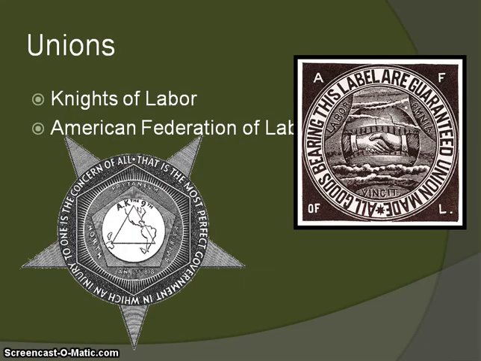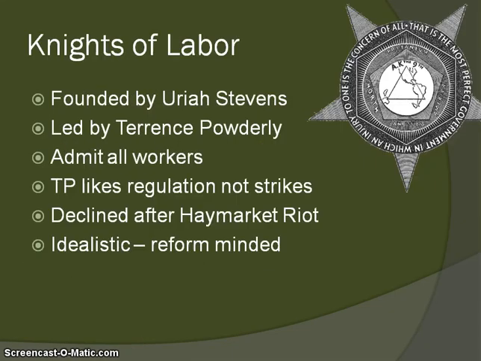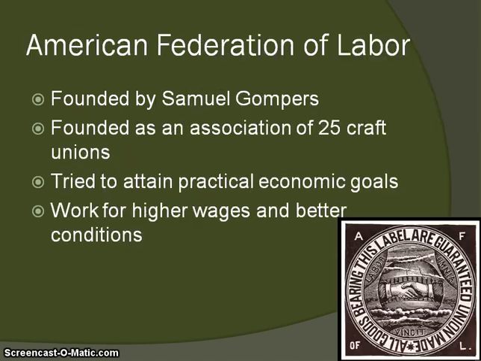The unions, you have the Knights of Labor and the American Federation of Labor. We did a lot with this. Knights of Labor, founded by Uriah Stevens, led by Terence Powderly. They would admit anybody. Decline after the Haymarket Square riot, where they were seen as anarchists. American Federation of Labor, much more successful. Samuel Gompers started as a craft union association, only admitted white skilled male laborers, and worked on wages, better conditions, practical goals.